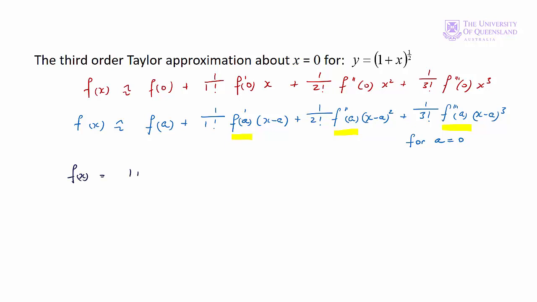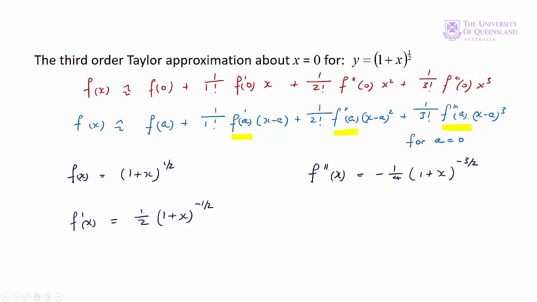f(x) is equal to (1 plus x) to the half. We use the chain rule to find f prime of x. It's equal to 1 half (1 plus x) to the minus 1 half. The second derivative is equal to minus 1 quarter (1 plus x) to the minus 3 on 2. And the third derivative is equal to 3 on 8 times (1 plus x) to the minus 5 on 2. If you're not comfortable with how I obtained those derivatives, you should revise Lecture 4.